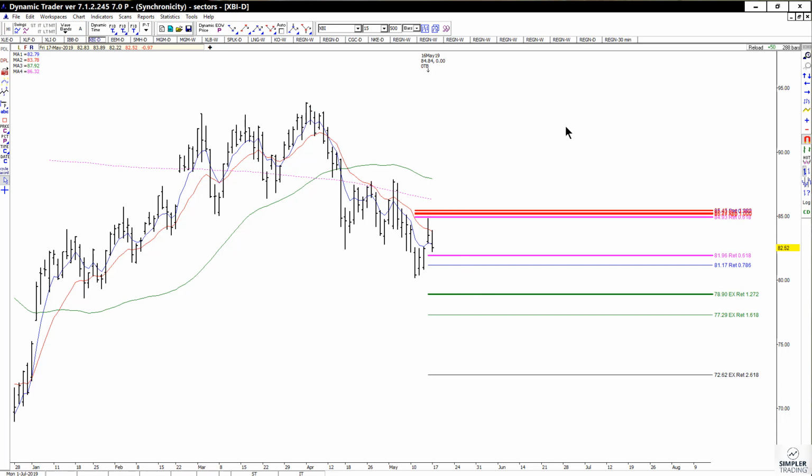Okay, so that's basically how I start with a blank chart and set up a trade.